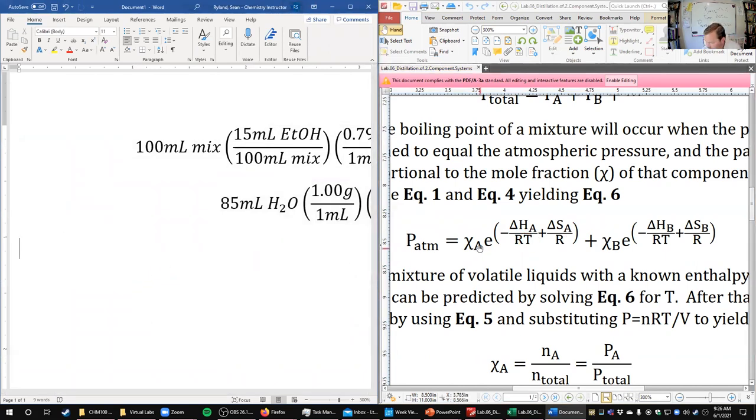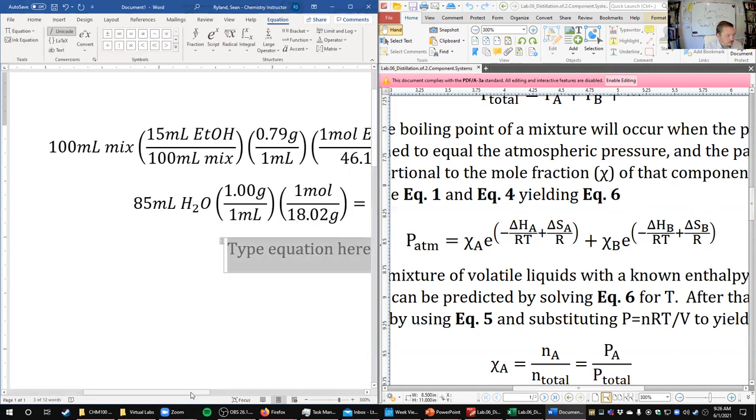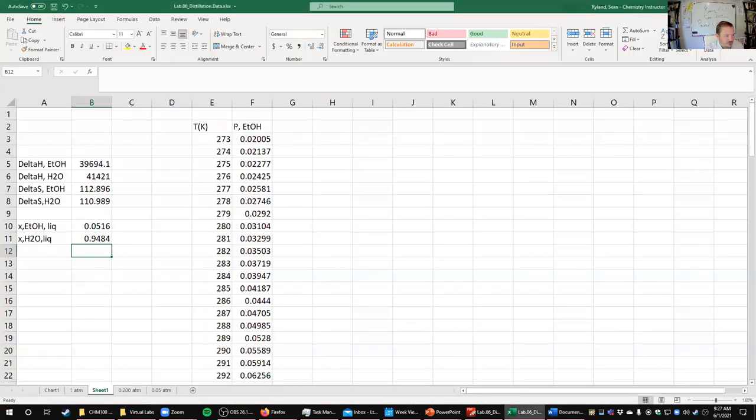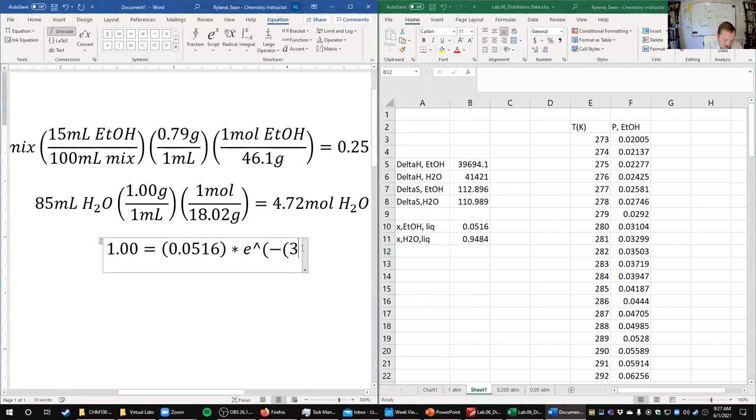So plug in your numbers here. We're going to say 1, that's our atmospheric pressure, equals the mole fraction of ethanol, so 0.0516, times e to the negative delta H vaporization. And since I have that over here, delta H vaporization for ethanol was 39,694 according to my spreadsheet. So assuming that we did that right before.